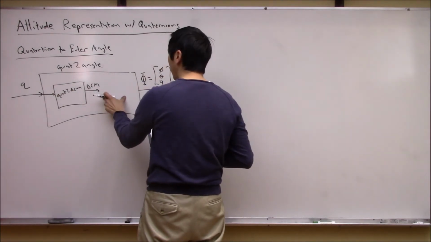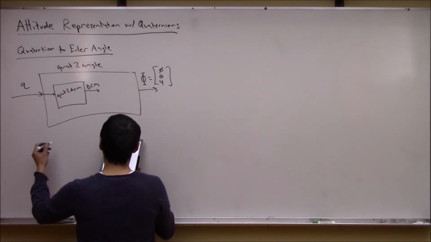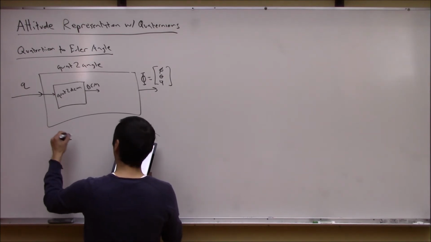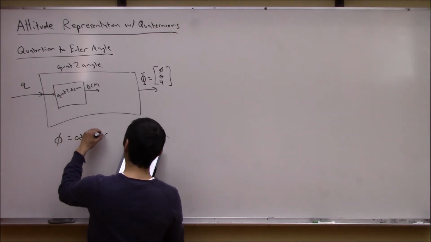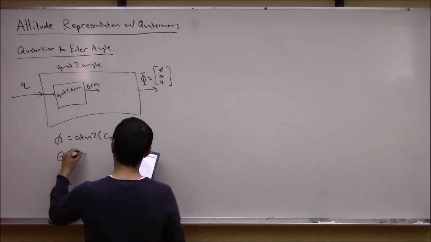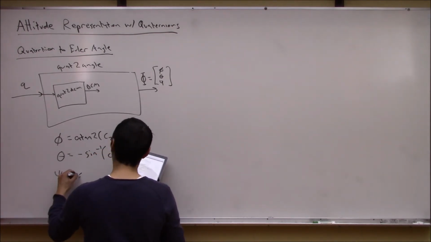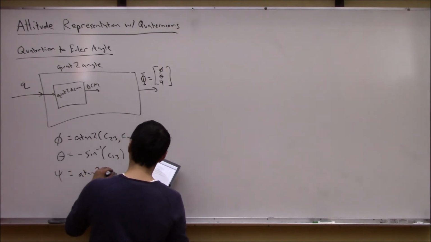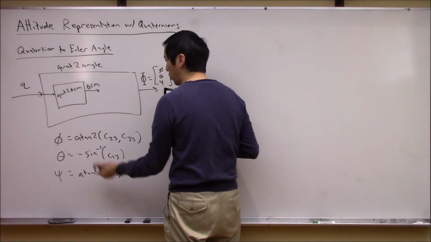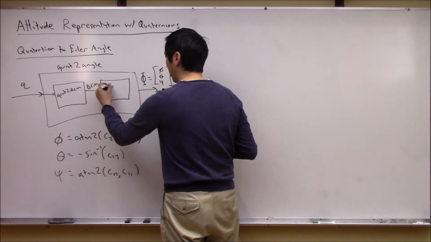And now, once you have a DCM, we can extract the Euler angles. If you remember from our previous lecture, we said that given the DCM, the bank Euler angle, phi, was just A tan 2 of C23, C33. Theta was just negative inverse sine of C13, and then psi was just A tan 2 of C12, C11, right? So this was how, if you were given a DCM, you can extract the Euler angle. So this is basically right here, right? It's like a DCM to Euler.